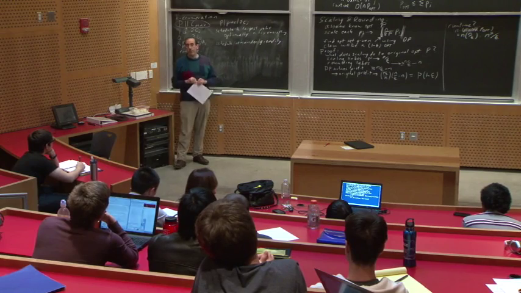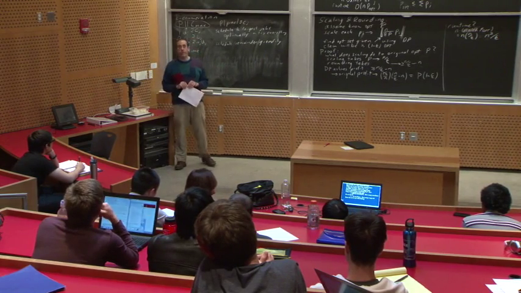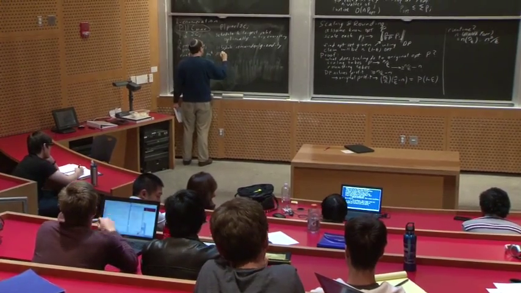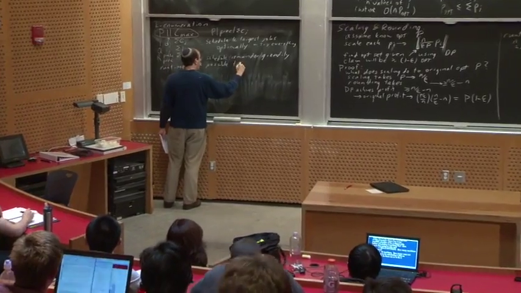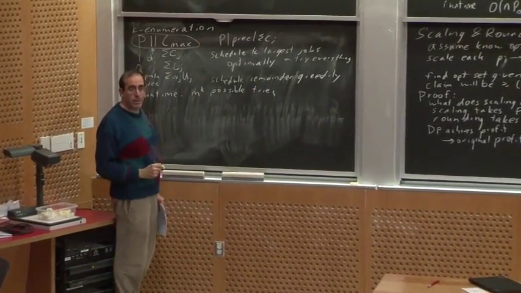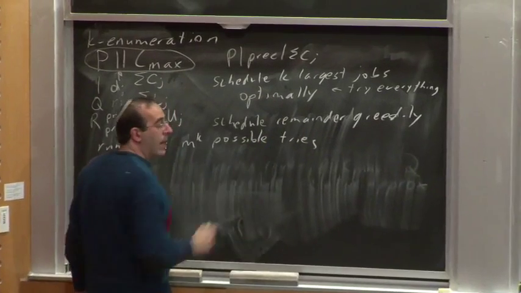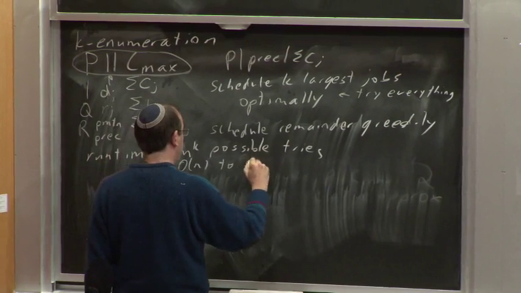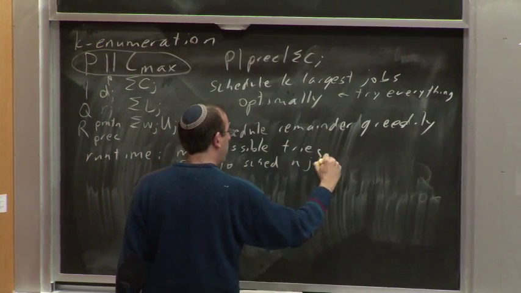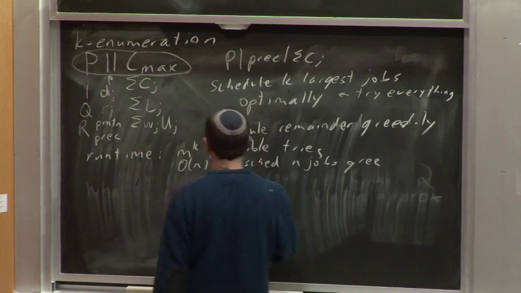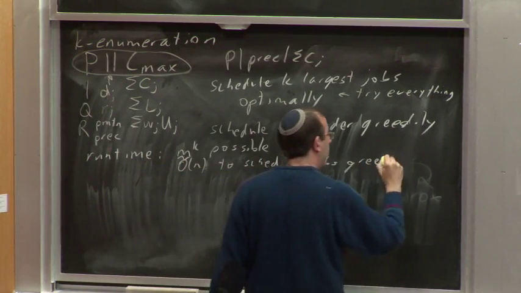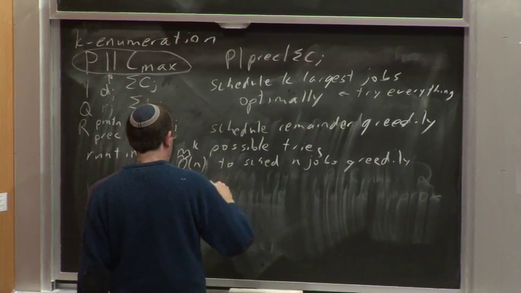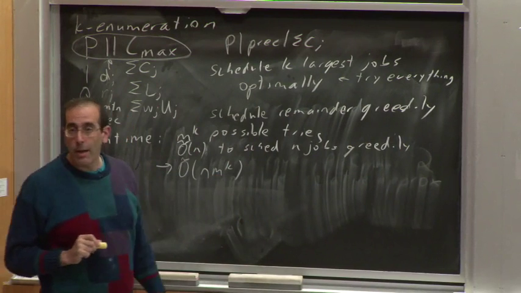So how many ways are there for me to try scheduling k jobs on m machines? Yes, good. So there are m to the k possible ways to schedule these k jobs optimally. And then after that, it's linear time to schedule the n jobs. Actually, it's probably n log n, so I'll put one of my tildes over here. Okay. So that means that we have an order n times m to the k running time for our algorithm.